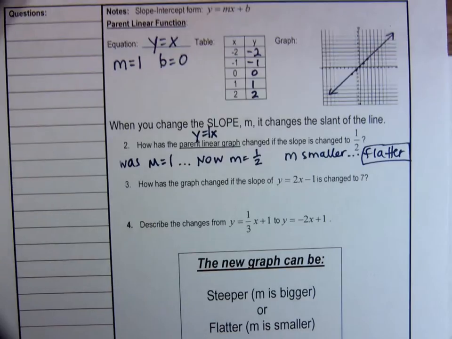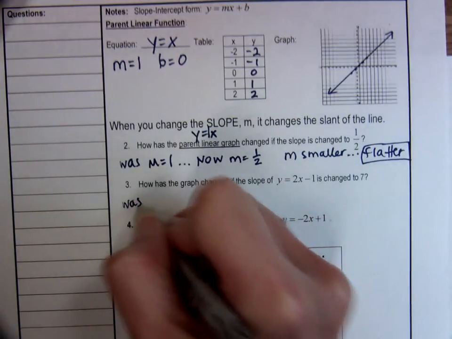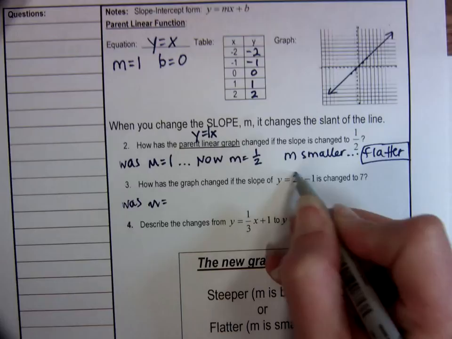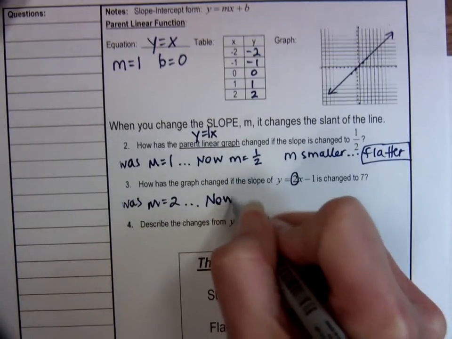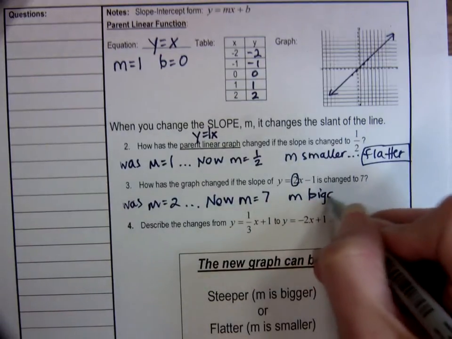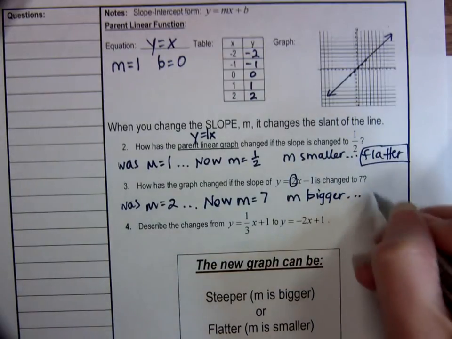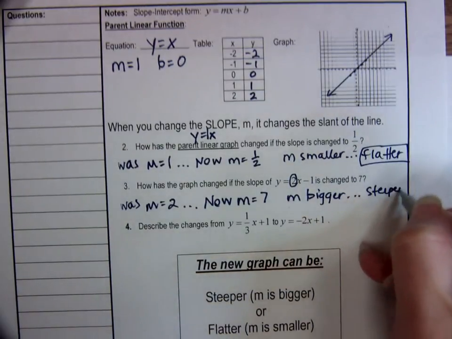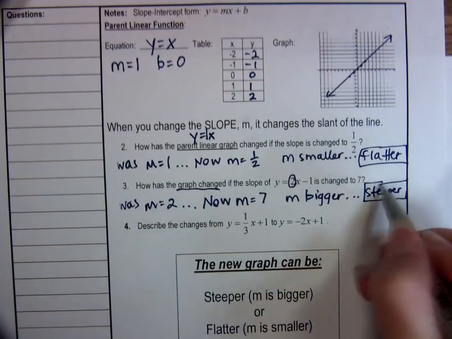All right, the next one says, how has the graph changed if the slope of y equals 2x minus 1 is changed to 7? Well, the slope was a 2. Now the slope is a 7. What has m gotten? It's gotten bigger, that's right. And so when the m gets bigger, the line gets steeper, right? Because it's talking about how the graph has changed, this one has gotten steeper because the number got bigger.